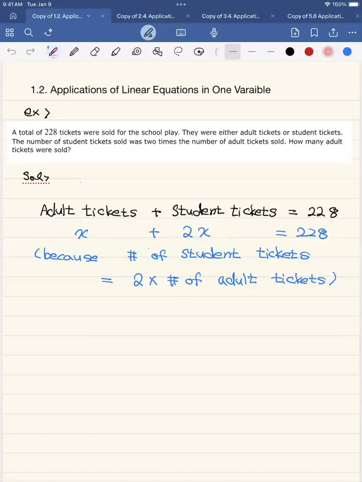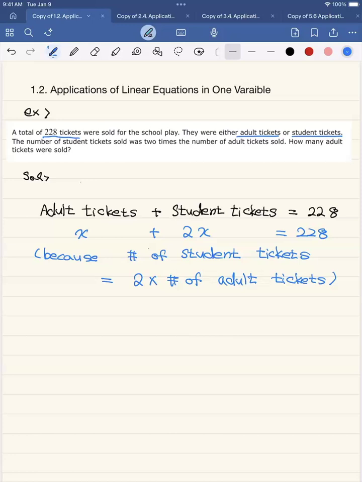We want to learn about the applications of linear equations in one variable. Those are story problems. The first problem is we have a total of 228 tickets. Those are either adult tickets or student tickets. There are two types of tickets. We don't know the quantity, but there is a relationship between the two tickets.